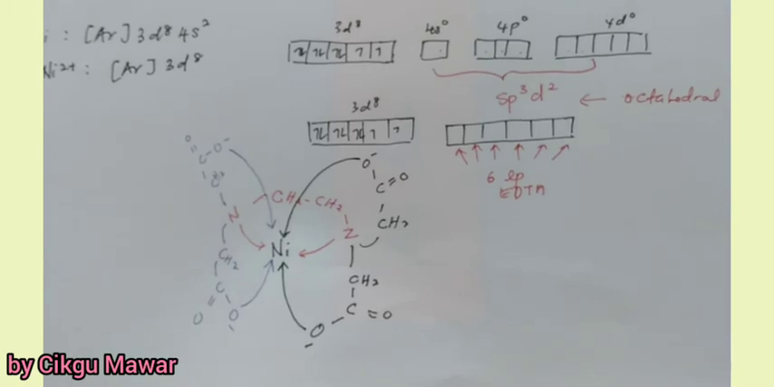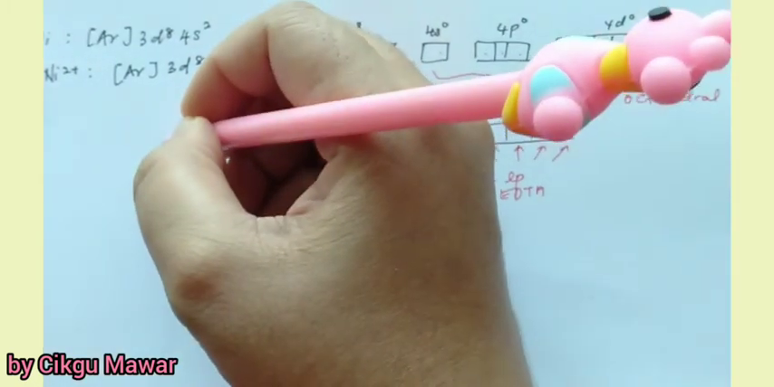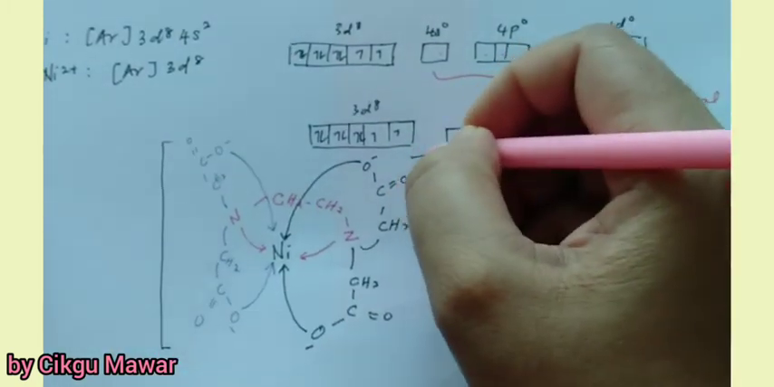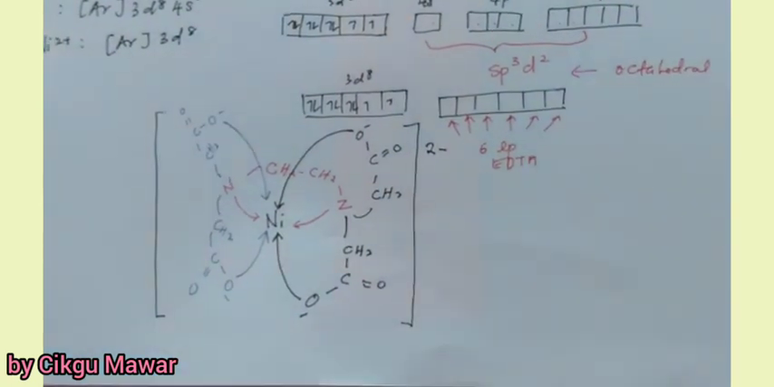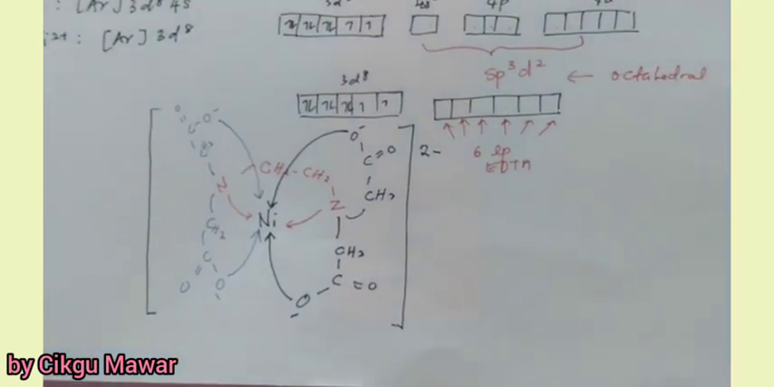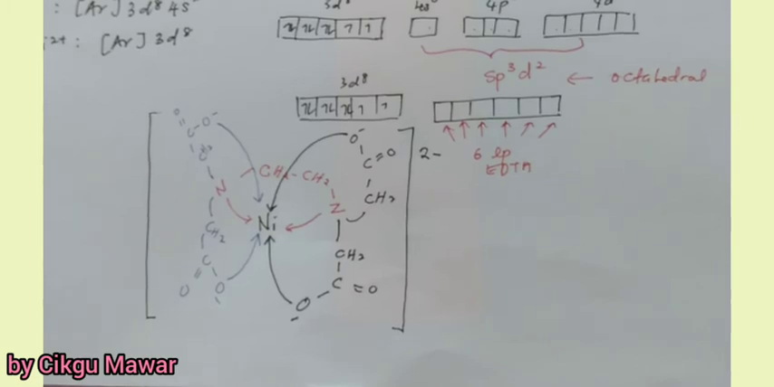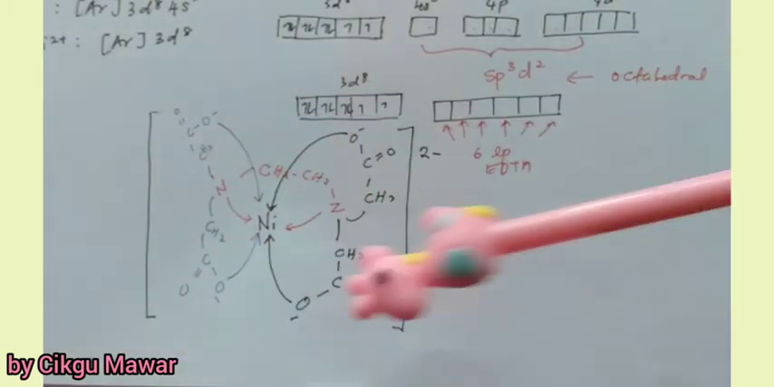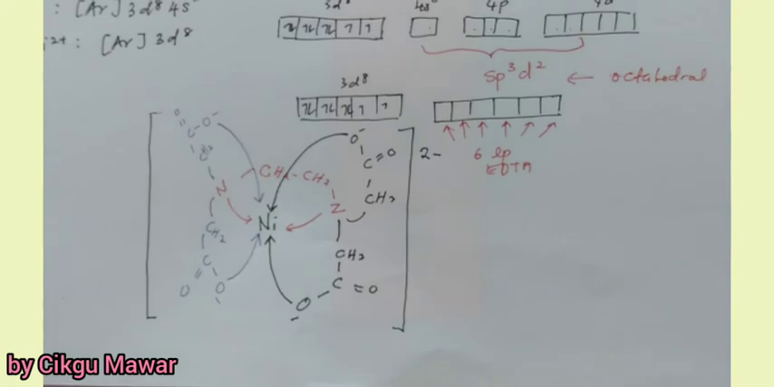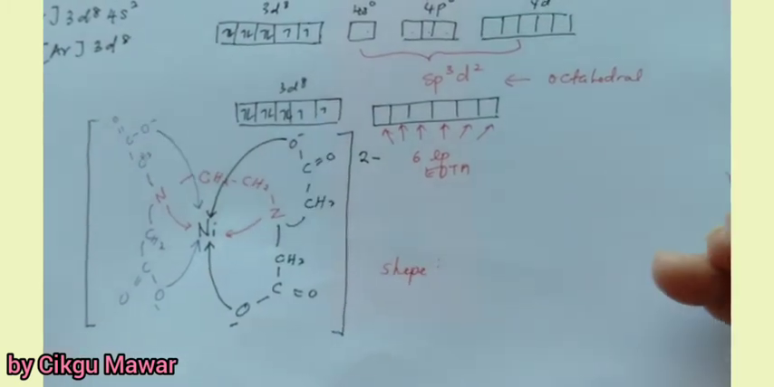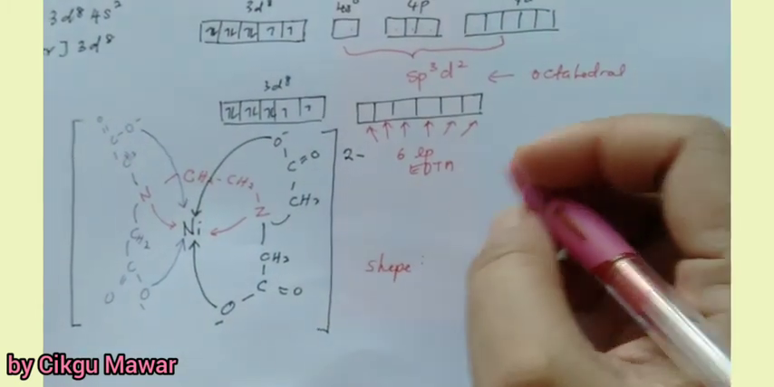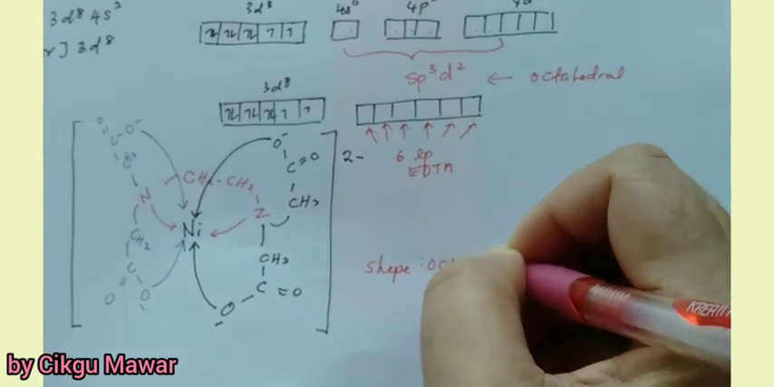Then finally just put the bracket, and then 2 minus. We have finished drawing the EDTA complex. This is also a chelating compound. Now, what is the shape? The shape of this complex ion is octahedral.